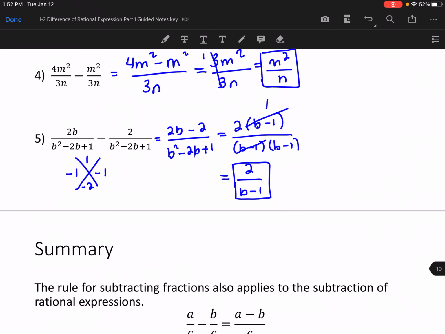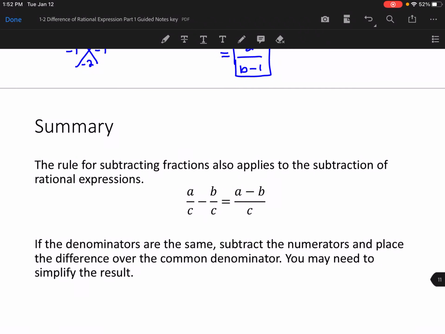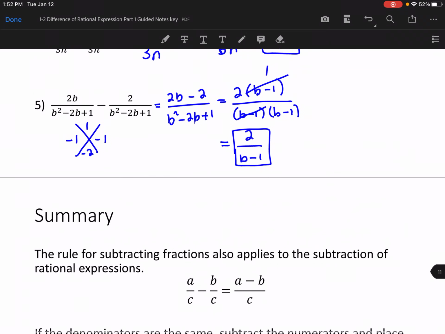Alright, so in summary, we talked about the rule for subtracting fractions. It also applies to the subtraction of rational expressions. If you have a over c minus b over c, you subtract your numerators, a minus b, and then keep the same denominator c. If the denominators are the same, subtract the numerators and place the difference over the common denominator. Sometimes we may need to simplify the result, as we did in practice number 5.